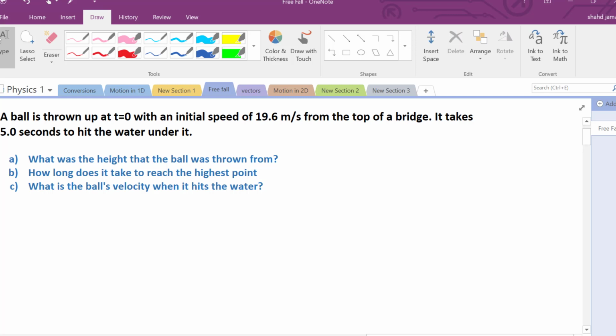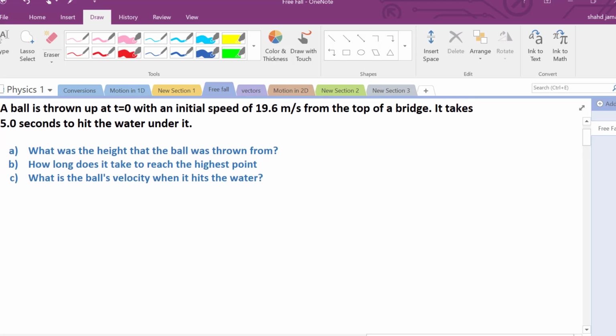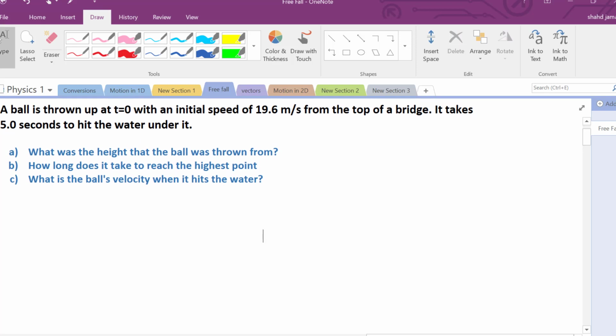A ball is thrown up at t equals 0 with an initial speed of 19.6 meters per second from the top of a bridge. Before continuing, you might want to draw a diagram, because drawing a diagram always helps you understand the problem more and helps you visualize your axis and your origin and everything, which will ensure that you don't mess up when it comes to signs and numbers.